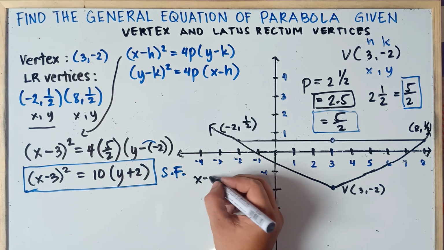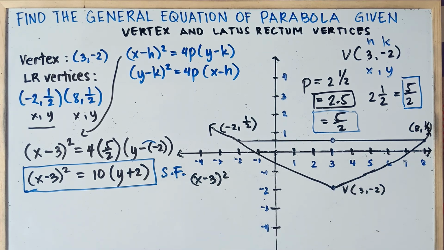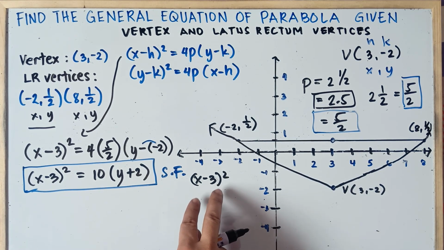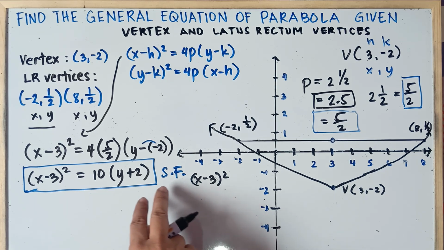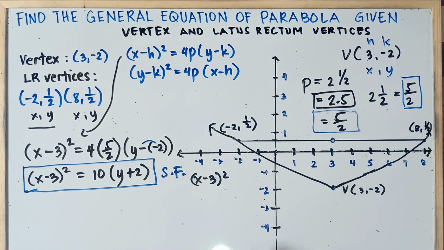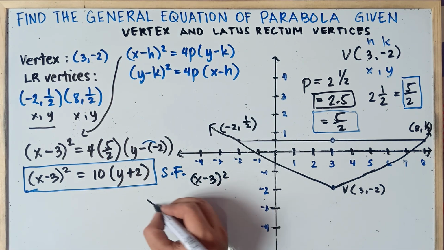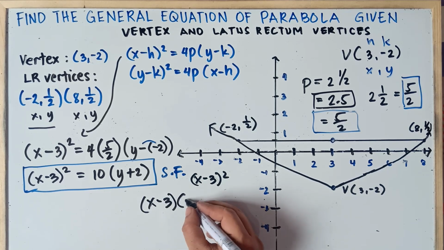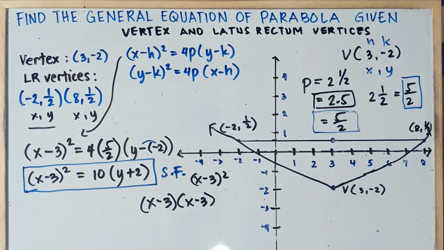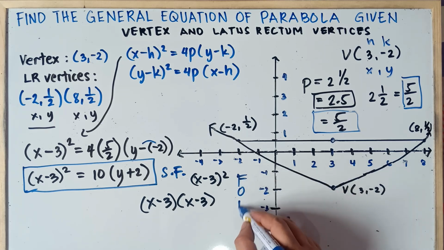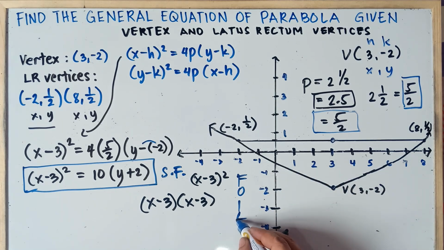X minus 3 is squared. It means that you multiply this equation by itself twice. So let's convert this standard form into general form, because we're looking for the general equation. So x minus 3 times x minus 3, we can use the FOIL method. Once again, class, if it's squared, it means that you multiply this equation by itself twice. So use the FOIL method. Just remember, class, FOIL method: first, outer, inner, last.